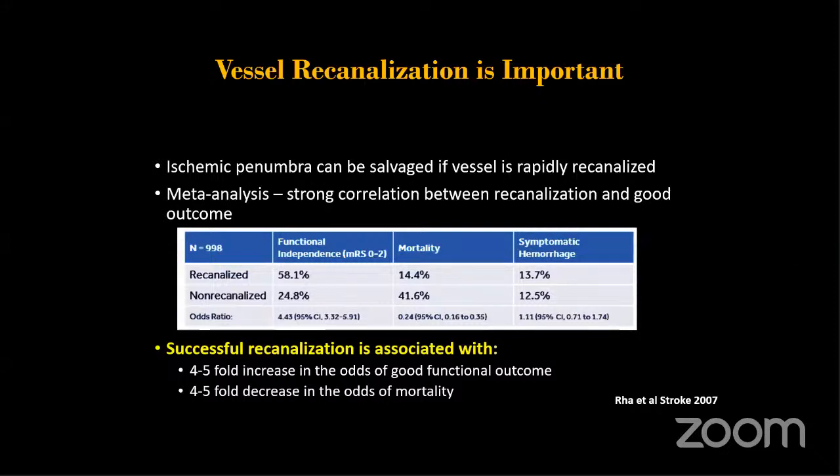So if we look at functional independence, which is mRS 0 to 2, in recanalized patients it is close to 60%, while it's around 25% in non-recanalized ones. Mortality increased significantly in those patients who had no recanalization of the vessels, and symptomatic hemorrhage is almost similar in both groups. So successful recanalization is associated with a 4 to 5-fold increase in the odds of good functional outcome, and also a 4 to 5-fold increase in the odds of mortality.